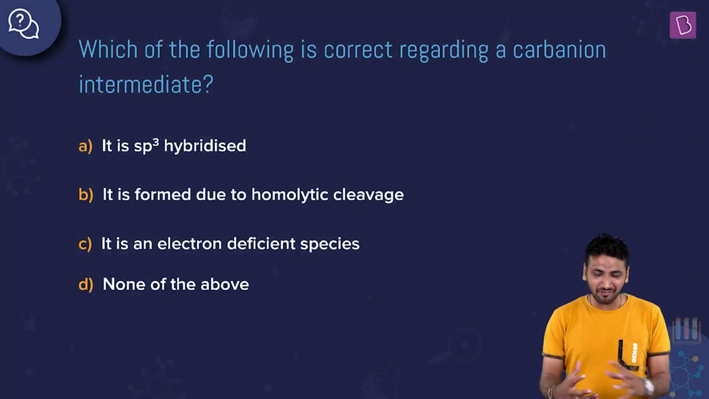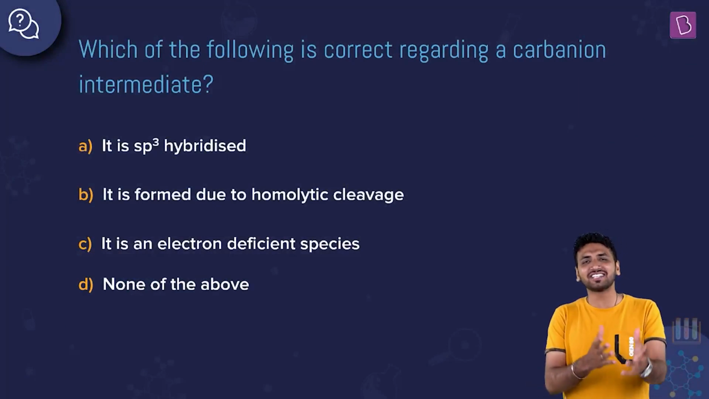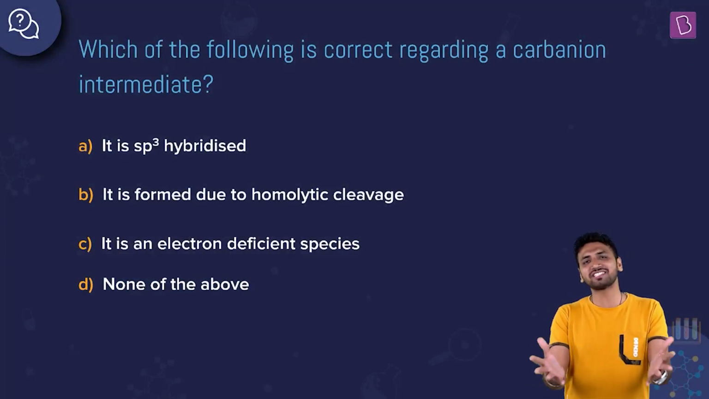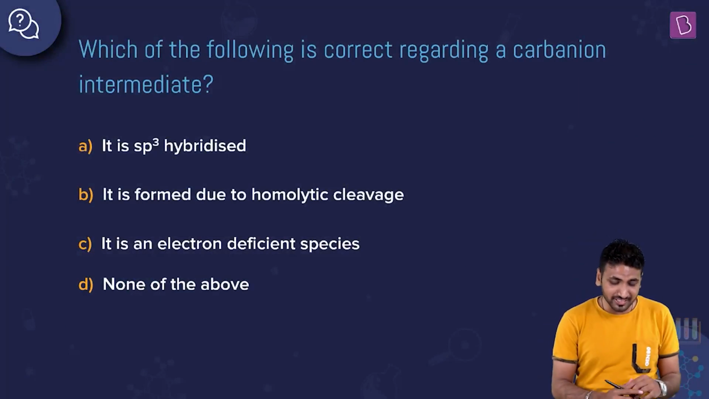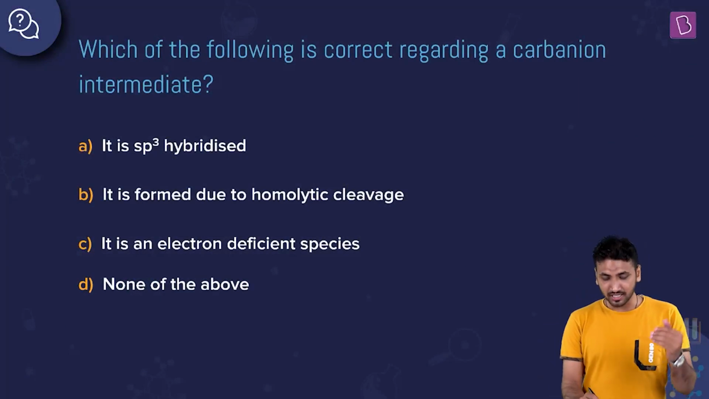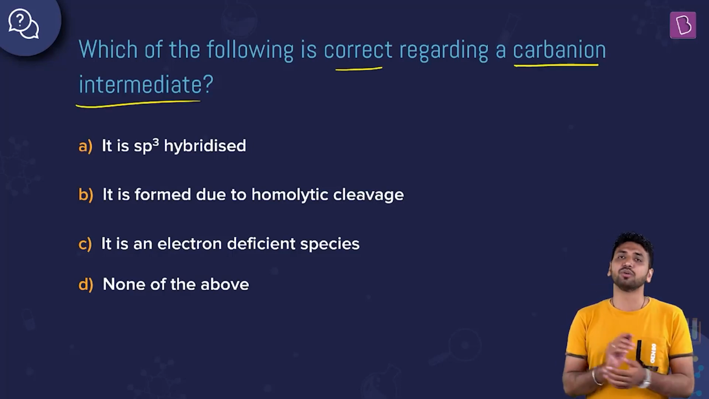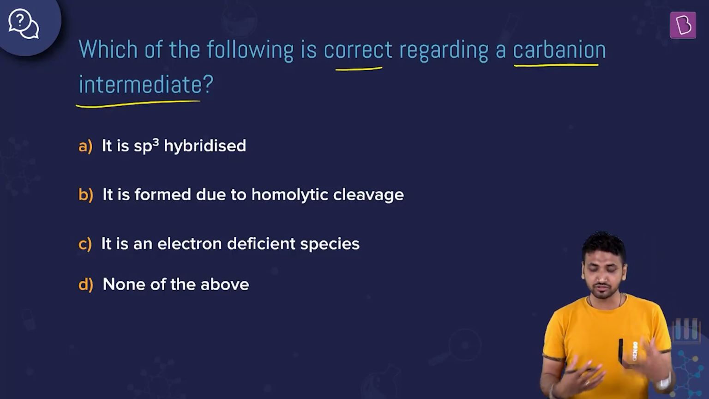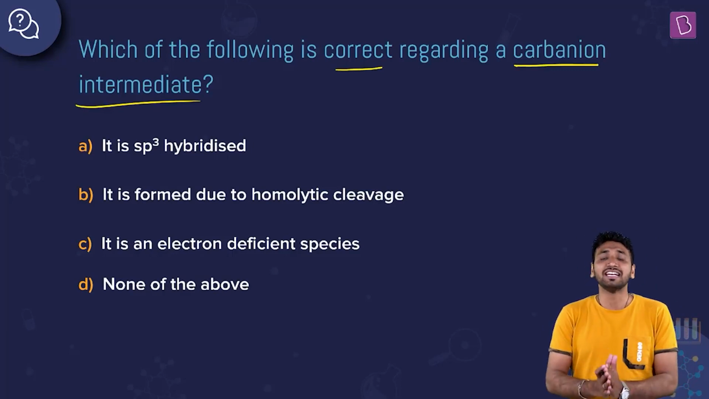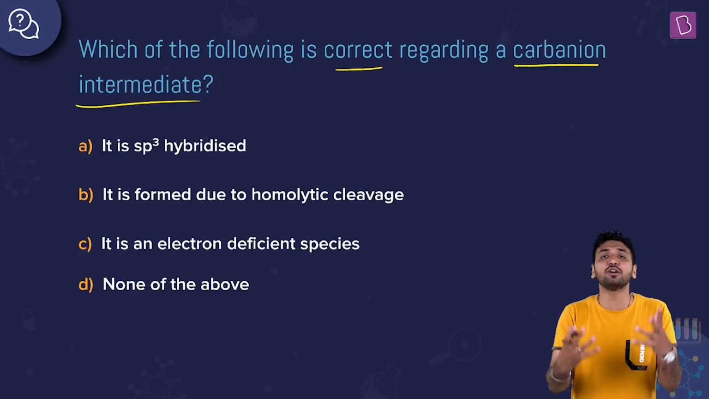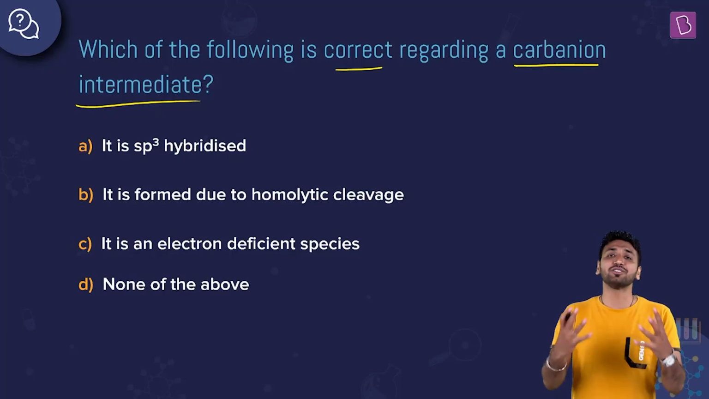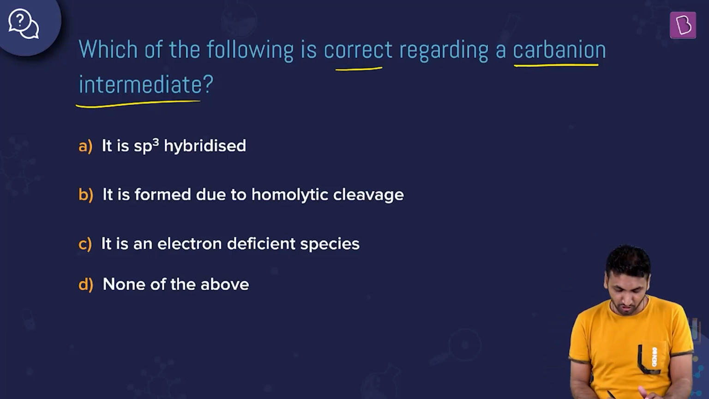Okay, so here we have a question based on the reaction intermediate, and let's see what the question demands. The question says, which of the following is correct regarding a carbanion intermediate? Okay, fine. So let's see how we can form a carbanion. One of the best ways to form a carbanion is by using a Grignard reagent. So let's talk about that.